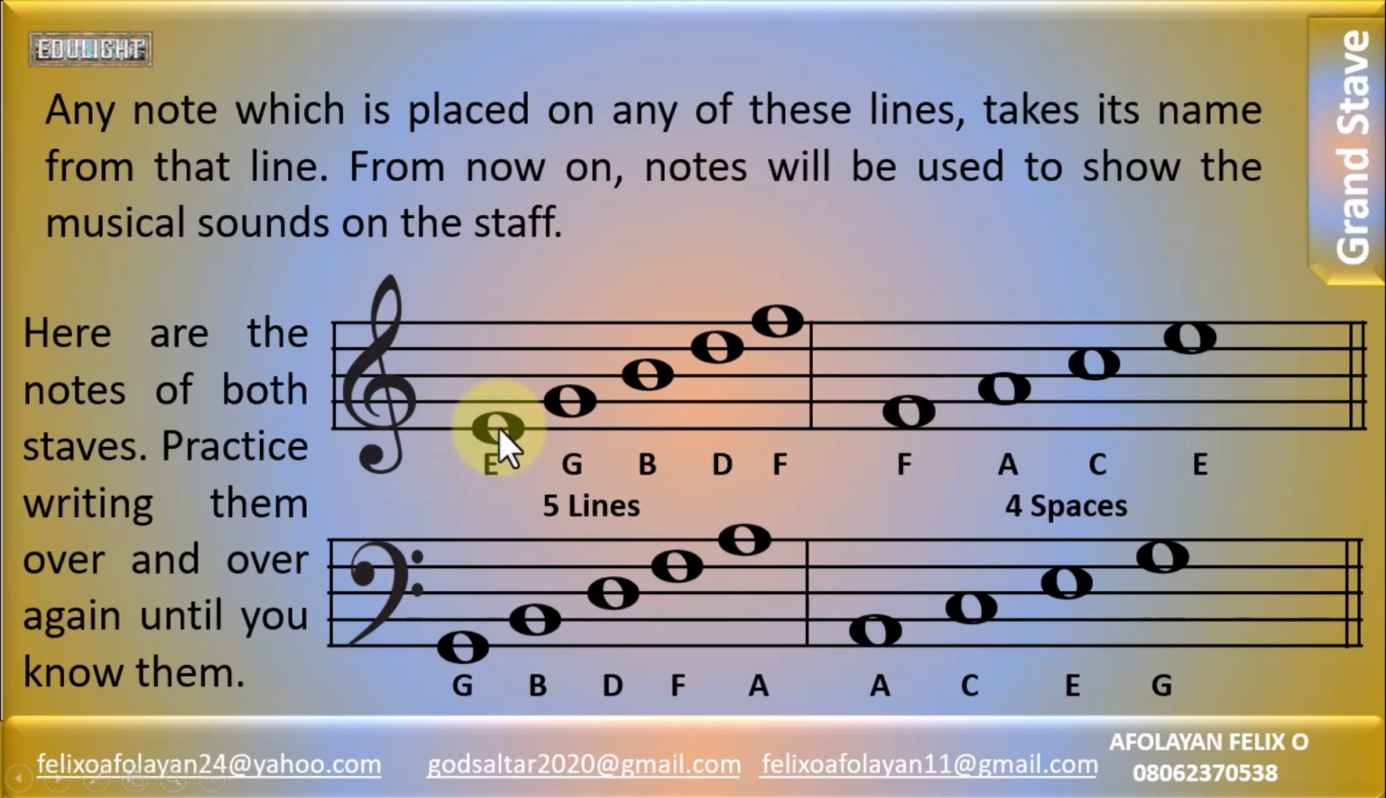This is E. If you are looking for E, this is E. If you are playing E, this is where on paper you are going to get your E. For the bass clef, you get your E on the 3rd space. If I want to play F on the treble clef, you get it on the 4th space, and on the bass clef, get it on the 4th line.